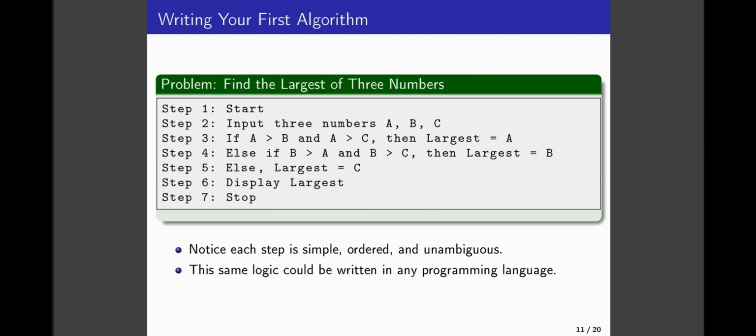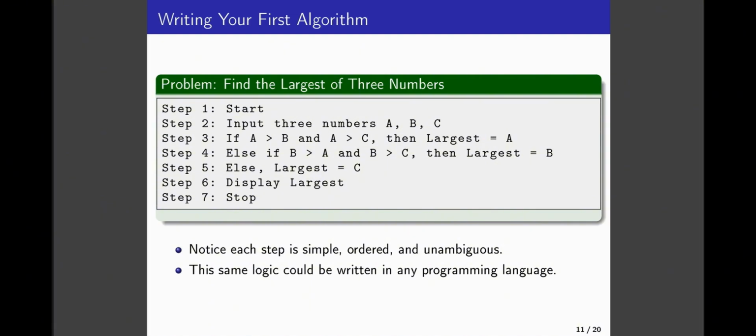So how do we write our first algorithm? Here we have a problem to practice: finding the largest of three numbers. Step 1, start. Step 2, input three numbers A, B and C. Step 3, if A is greater than B and A is greater than C, then the largest is A. It is simple. Then step 4, if the condition given in step 3 is false, else if B is greater than A and B is greater than C, then the largest is B. Step 5, if none of those conditions is true, otherwise the largest must be C. Then step 6, we got a result.